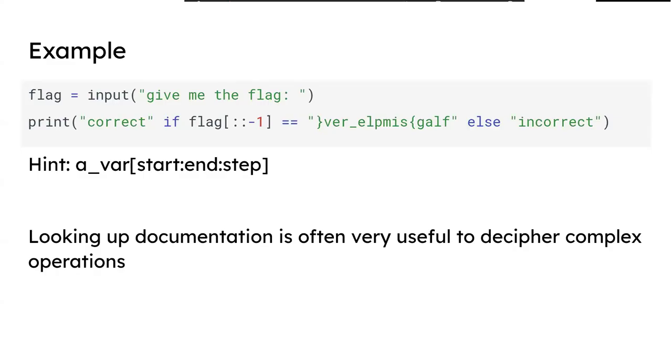What happens if they're missing, like you're seeing flag open bracket and then nothing? If there's nothing, just assume default, so it's just the entire string. And looking up documentation is often very useful to decipher complex operations. That part is in the Python documentation if you look at it.